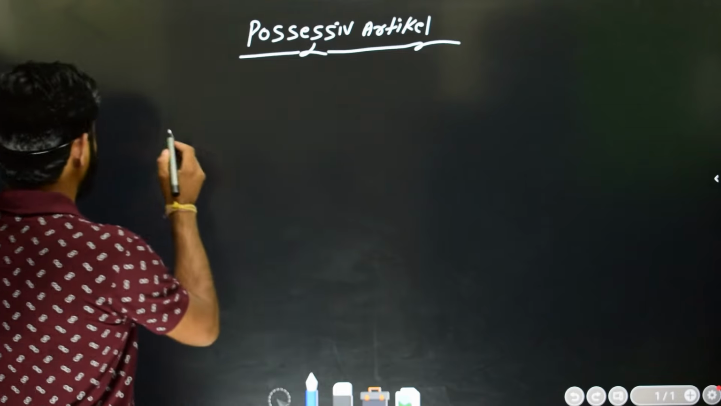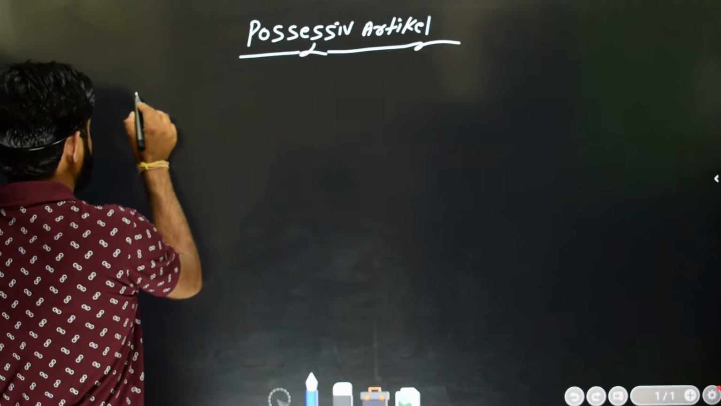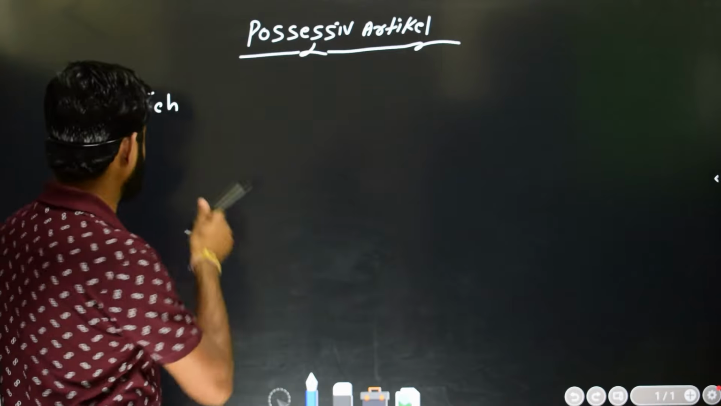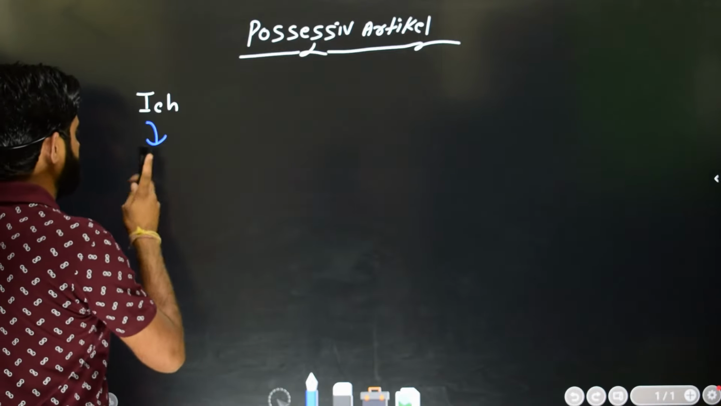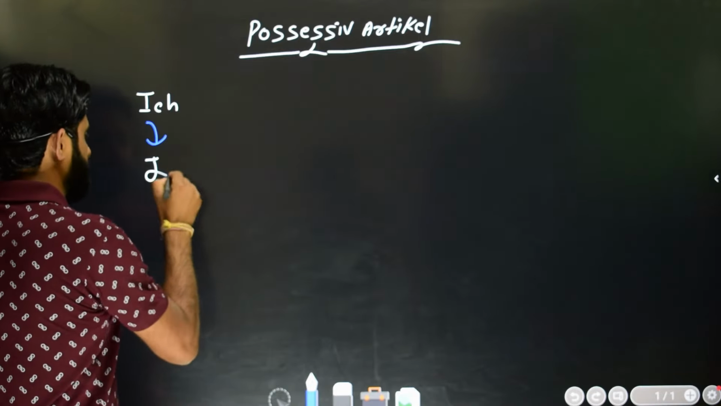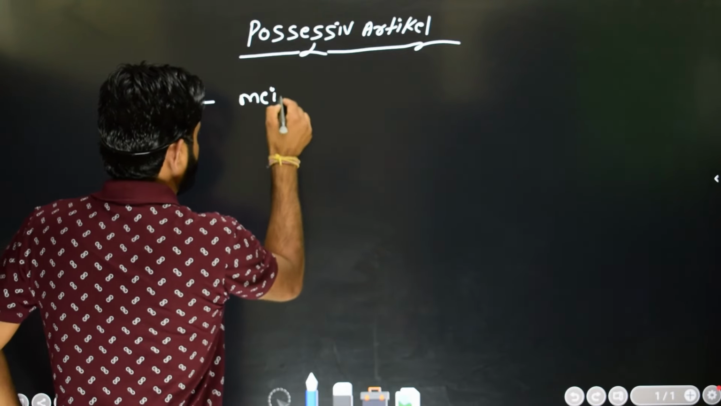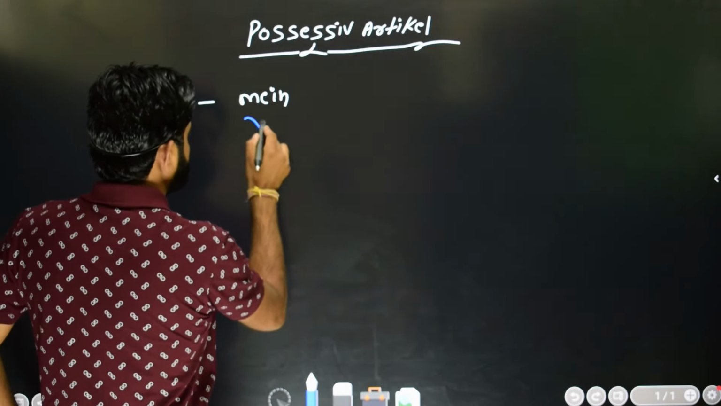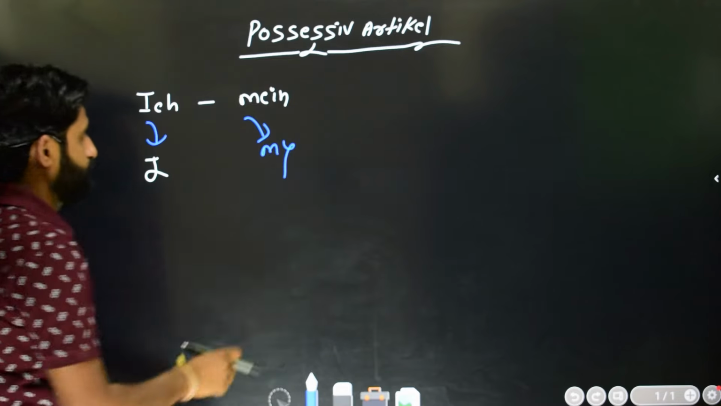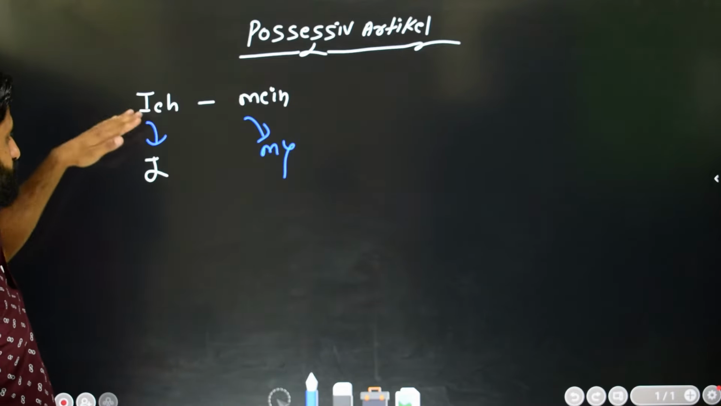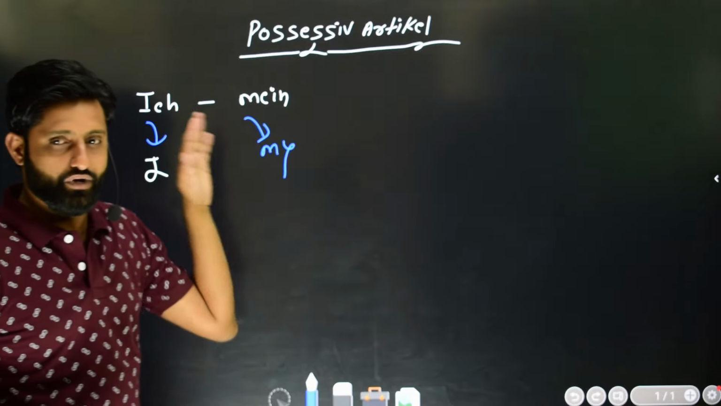So first of all, we are going to write here the personal pronoun, like ich, which is I in German. The possessive article will be mein. Mein means my. So in English it was I and my. In German it will be ich and mein.